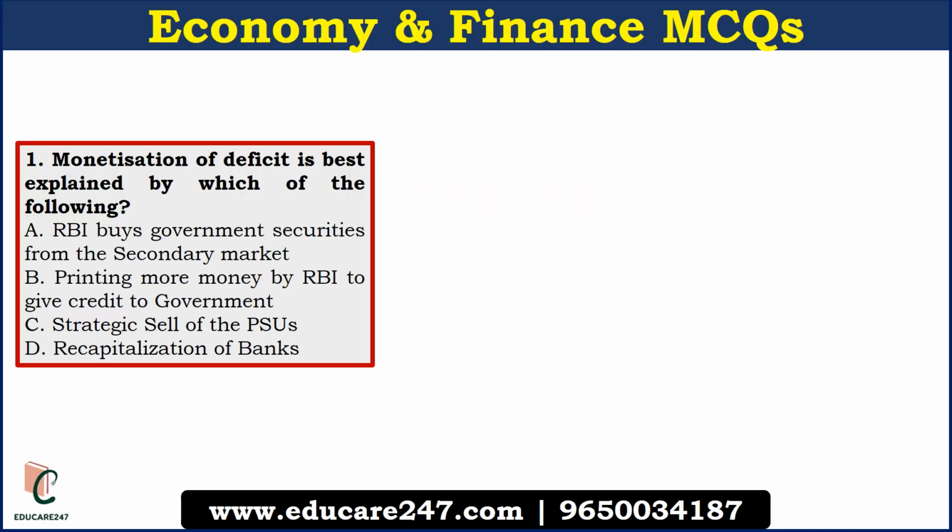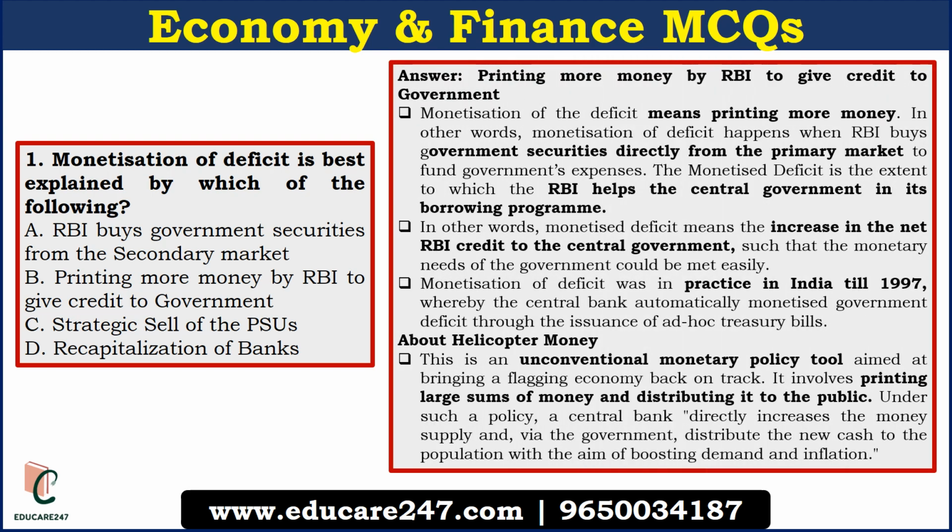The first question is, monetization of deficit is best explained by which of the following? The answer is printing more money by RBI to give credit to the government. Let us understand the term monetization of deficit. Basically, it means printing more money to help government. It happens when RBI buys government securities directly from the primary market to fund the government expenses. Mark the word, when RBI buys securities from the primary market, not the secondary market.